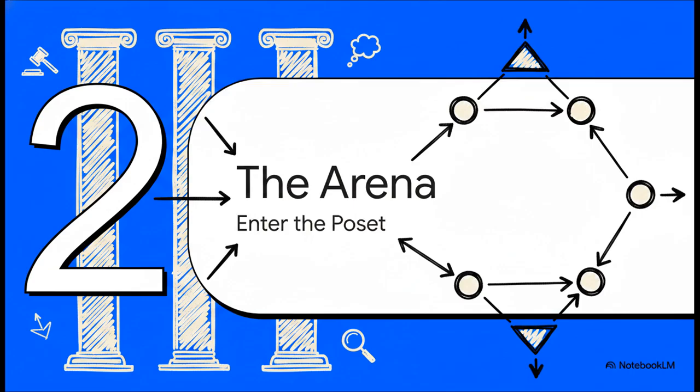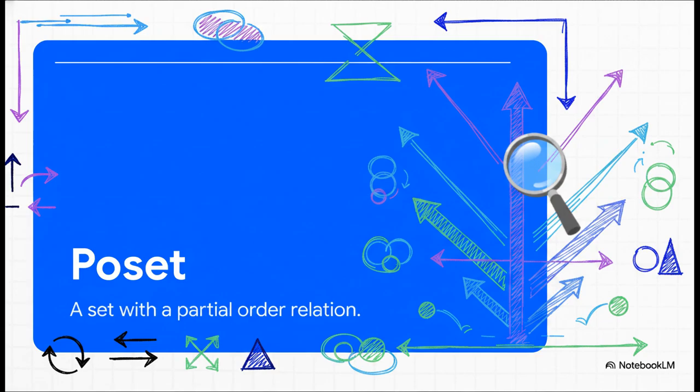Section 2. The arena. Enter the Poset. Now, what's really interesting about this slide is how we shift our focus from those abstract rules into the actual mathematical arena they govern. So what exactly is a poset? Well, it's short for partially ordered set.